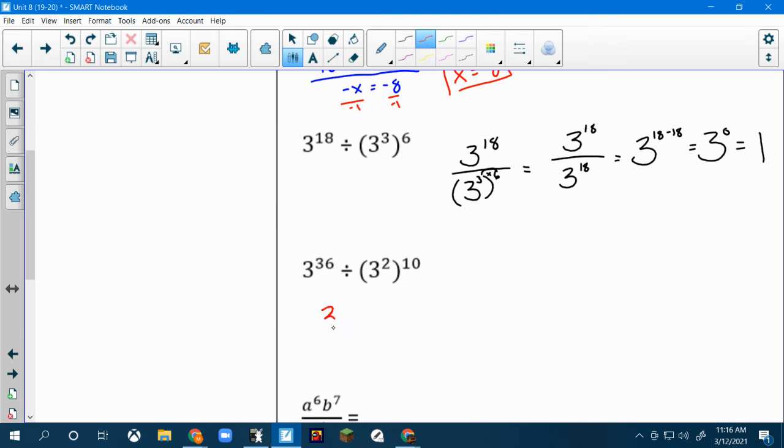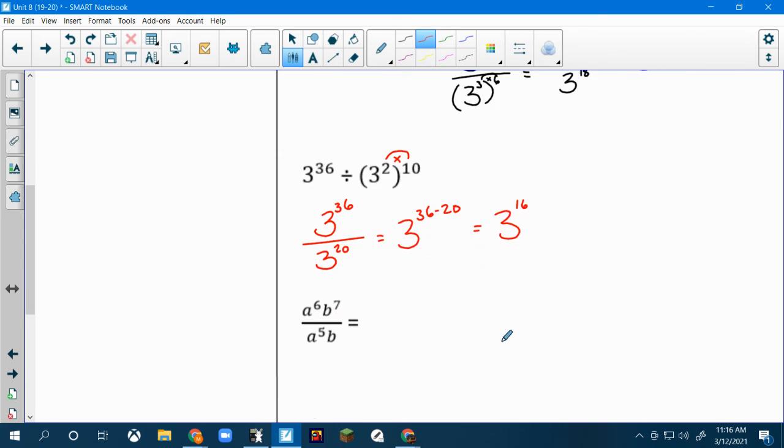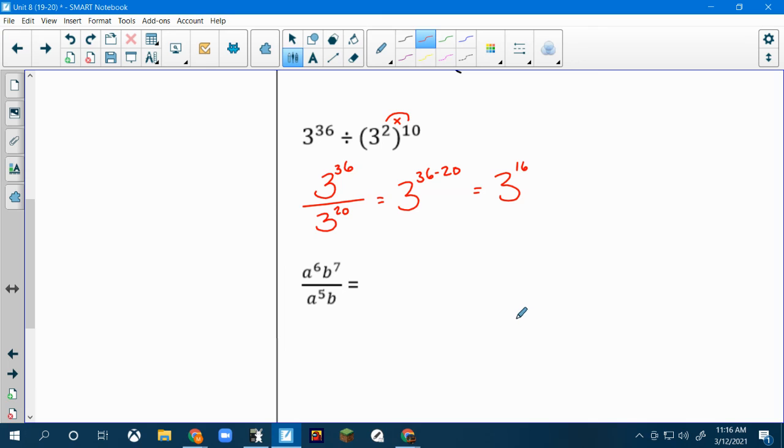Let's look at this one. We're going to have 3 to the 36th. We need to multiply our exponents here over 3 to the 2 times 10 is 20. 3 to the 36 minus 20. 3 to the 16th. Okay, just a couple different steps that you can take using our product rule from yesterday and our exponent rule from today.